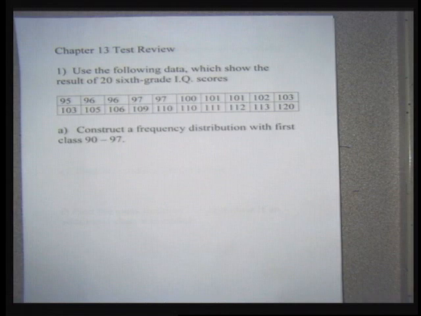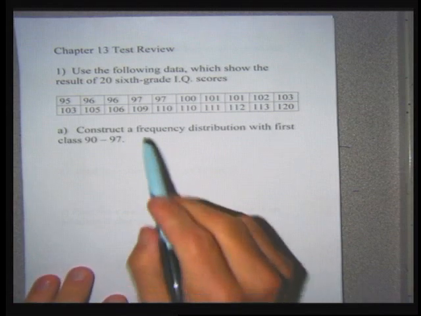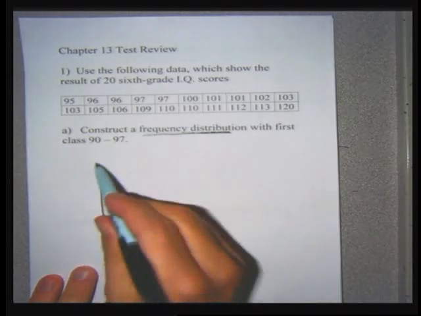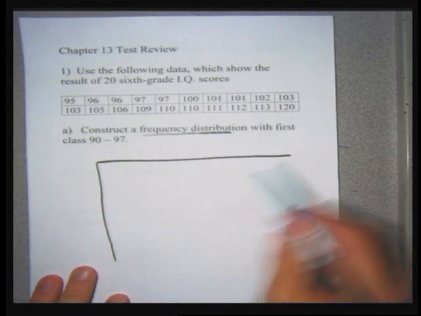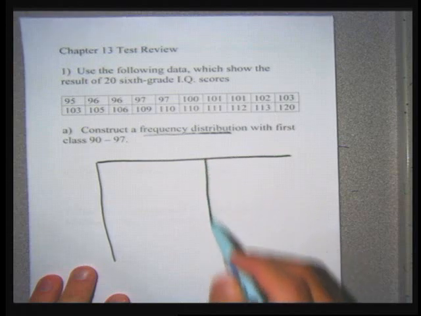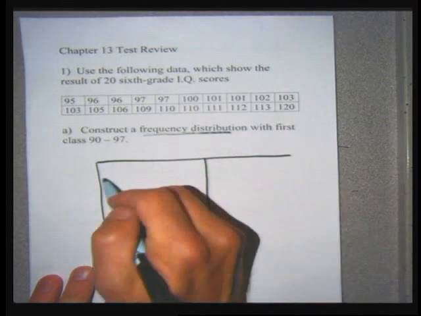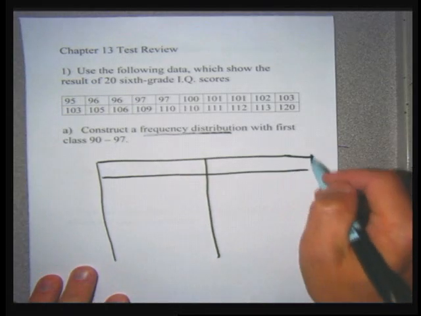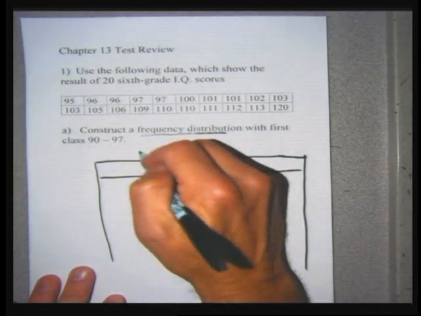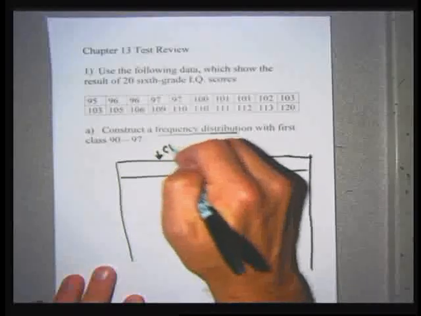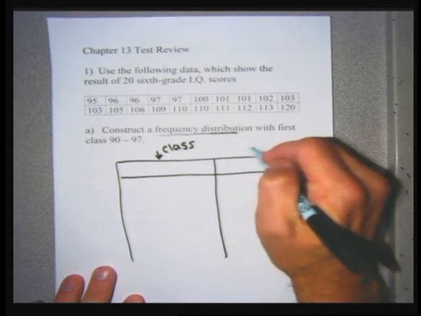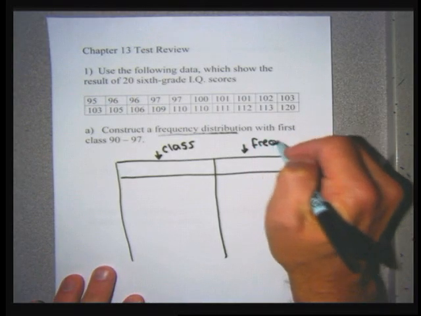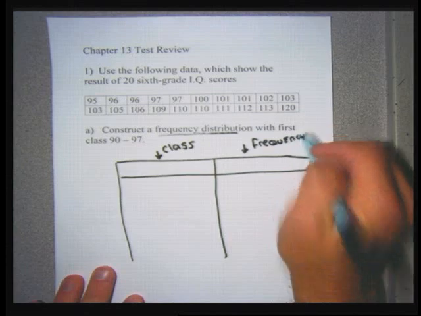The first problem, part A of it anyways, wants me to make a frequency distribution. And a frequency distribution is just a two-column table. The first column is called the class, and the second column is called the frequency, but sometimes we make better names than class and frequency. But if I called the first column class and the second column frequency, it wouldn't be wrong. It's just kind of generic.